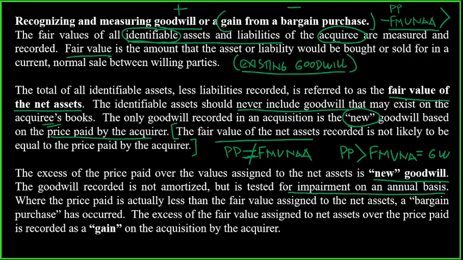Now, where the price paid is actually less than the fair value assigned to net assets, a bargain purchase has occurred. O, di ba? You paid less than the fair market value of what you are acquiring. O, di nakawagwag yan, nakabargain na siya. And if that's the case, if it's less than the fair market value of net assets acquired, it's going to result to a negative goodwill, also known as a gain in business combination or gain from a bargain purchase. How much is the gain on bargain purchase? The excess of fair market value over the purchase price, or simply the difference of these two.